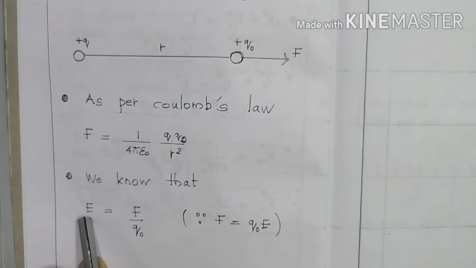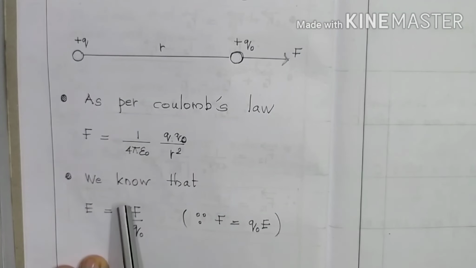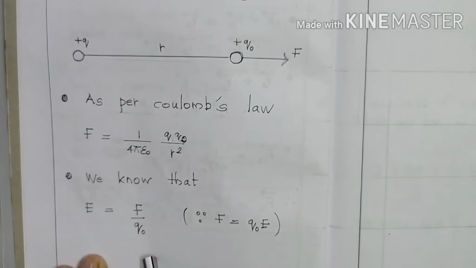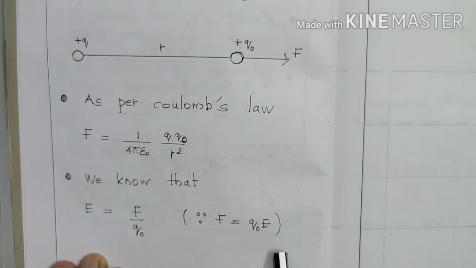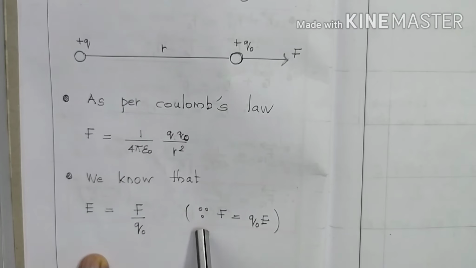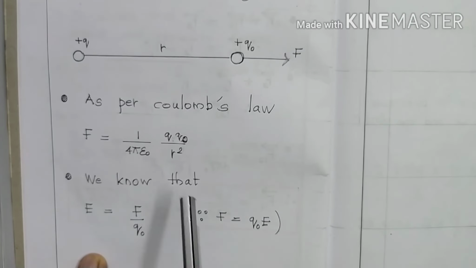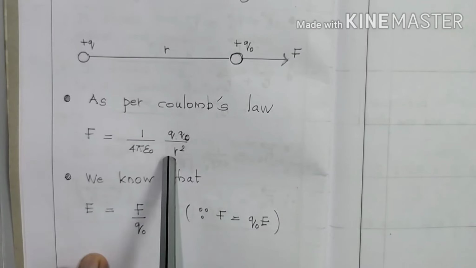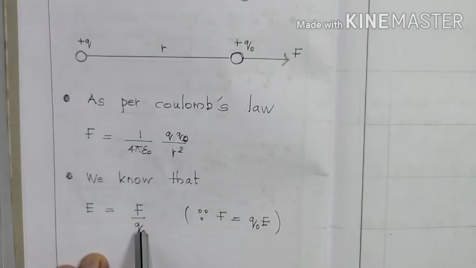Then we know that capital E, that is electric field, is equal to F by Q naught. From where do we get this one? From this equation, F is equal to Q naught E. From this we have got E is equal to F by Q naught. Now we are going to substitute the expression of F in this equation.